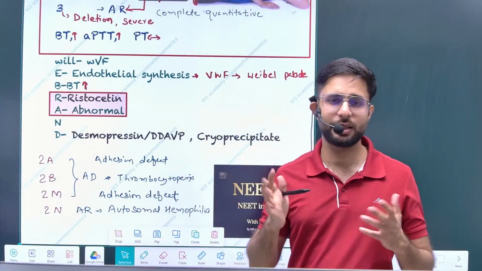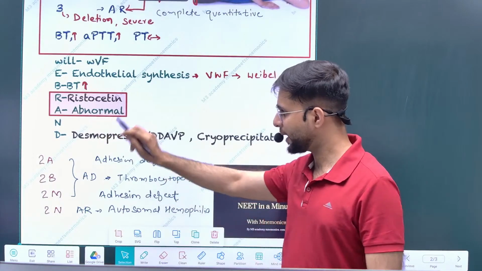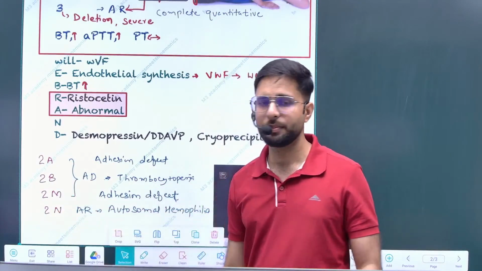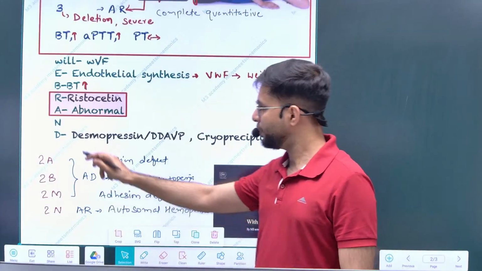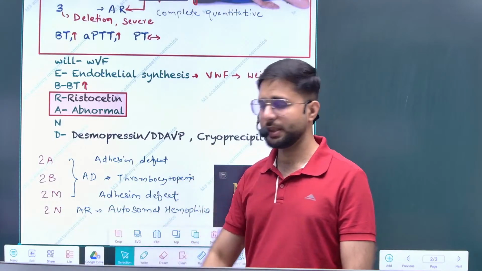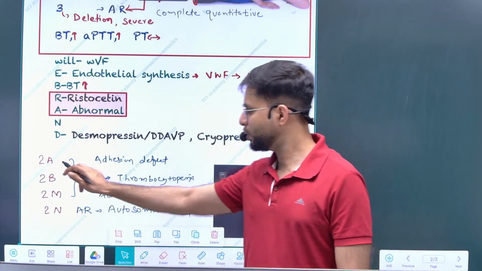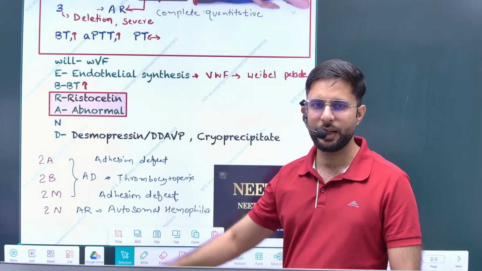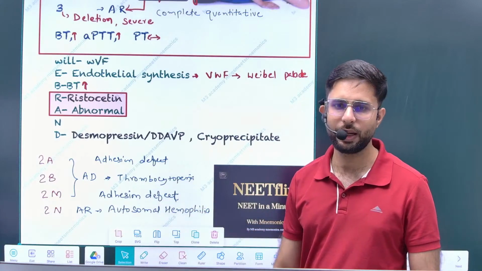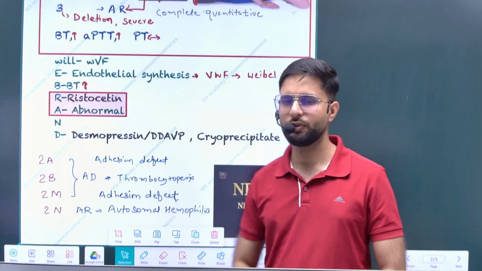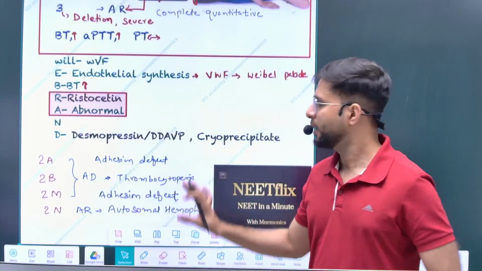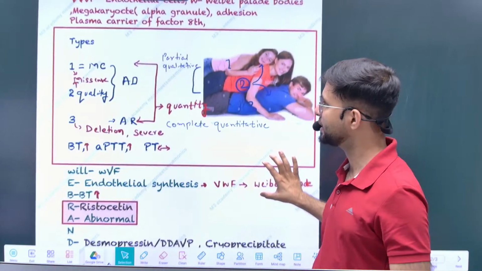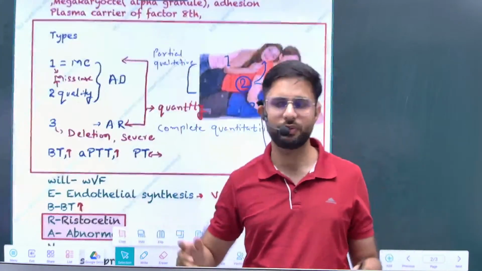If you go further in depth, there are again types of type second von Willebrand disease: 2A, 2B, 2M and 2N. As you know, the above types are dominant, the below type is recessive. Yes, 2A and 2M have an adhesion defect, 2B has thrombocytopenia, and 2N is autosomal hemophilia. But you do not need to know this in depth. Just revise, just memorize this story of the three persons, meaning the types of von Willebrand disease.